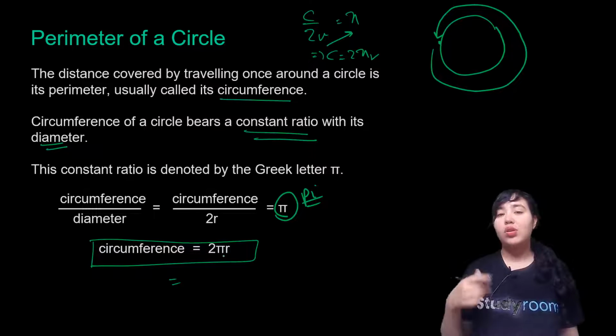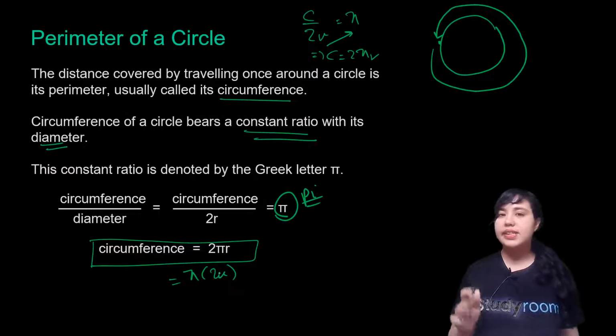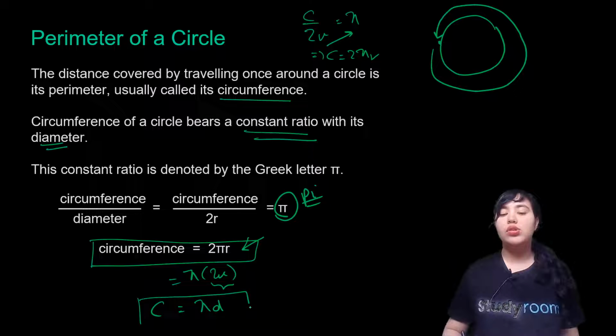In fact, here I can also make another rearrangement. I can write this as pi times 2R. Still it's the same. Now what is this 2R? That is the diameter of a circle. So I can say circumference is equal to 2 pi R, or I can also say C is equal to pi D. So pi is a constant.